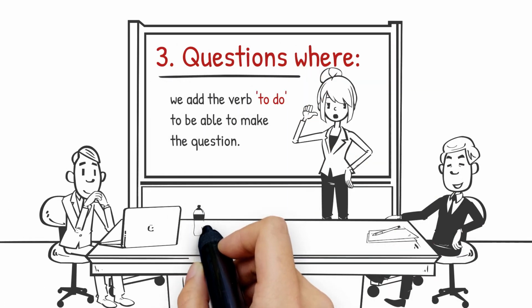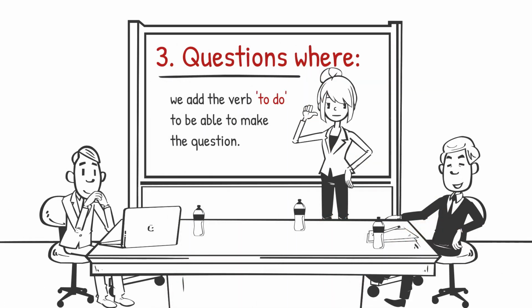With this one, we actually add in a new verb instead of just reordering the ones we already have in the sentence. We do this with single word verb phrases where it wouldn't make sense not to have an auxiliary verb. So we add in the form of the verb to do as an auxiliary to be able to form a question that makes sense.